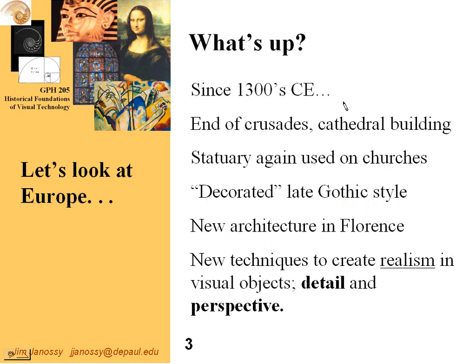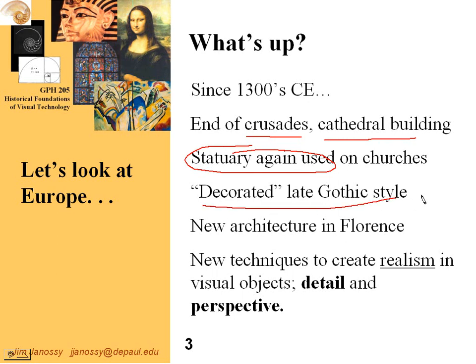Let's take a look at what's going on in Europe at this time in the late 1300s, the end of the Crusades. Actually, the Crusades went on just a bit longer. The end of cathedral building also. Statuary again being used in churches. This decorated style we'll take a quick look at, kind of an overdone Gothic. And a new architecture in Florence where secular buildings are being given this Gothic treatment, whereas previously it was primarily for churches. And new techniques being evolved in realism with the rationalization that realism in church art is actually desirable.